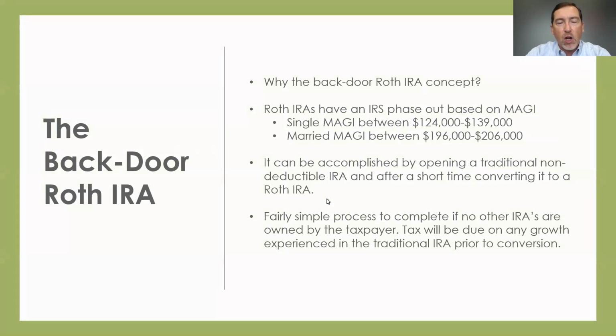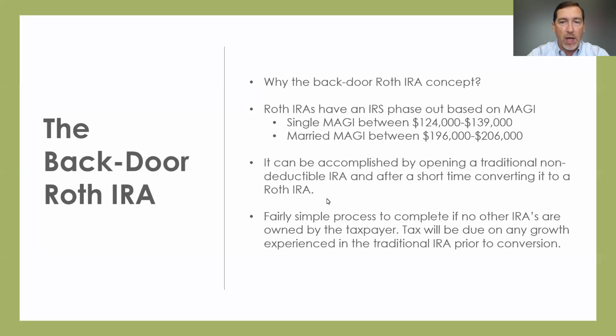So the next one we're going to talk about in more detail is the backdoor Roth IRA. Why does this concept exist? It exists for people who are making more money and are phased out of putting money into a Roth IRA, which I talked about earlier. Your adjusted gross income, if you're single, is above $139,000. Married, it's above $206,000. But let's say you still want to put money into a Roth IRA for the future.